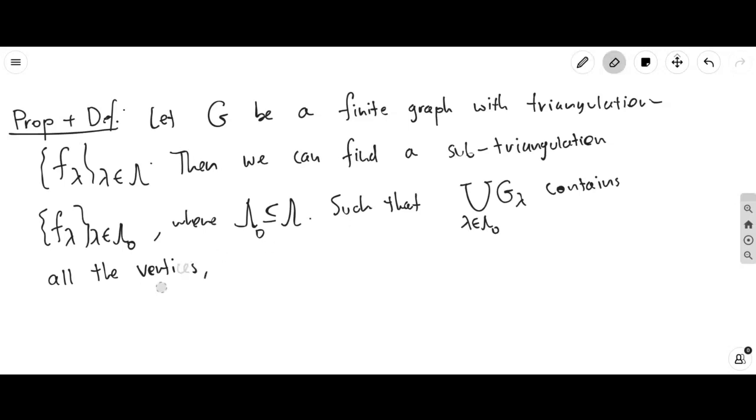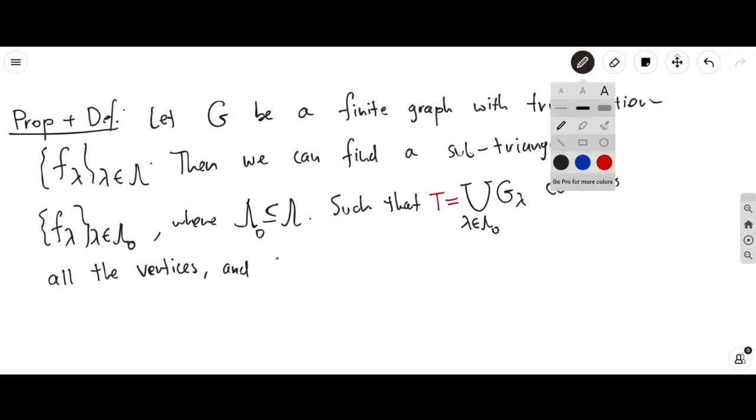So you have to be a little bit careful. There's no such thing as the vertices of G. It's the vertices with respect to a triangulation. So it's going to contain all of the vertices with respect to the triangulation. And let's call this object T. And T is a tree. What do we mean by a tree?